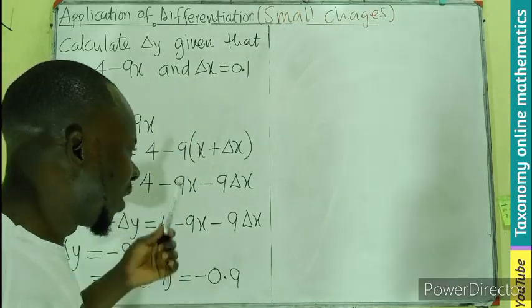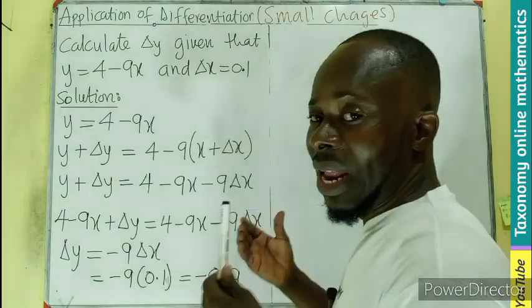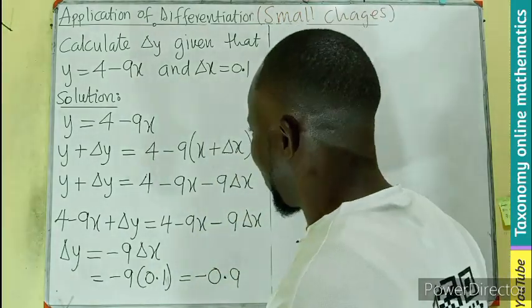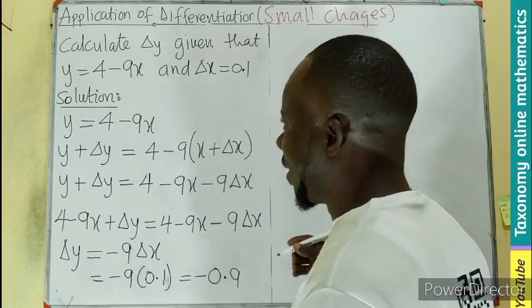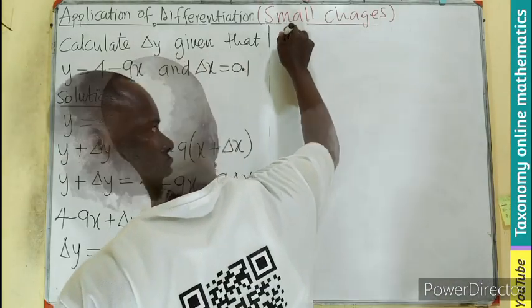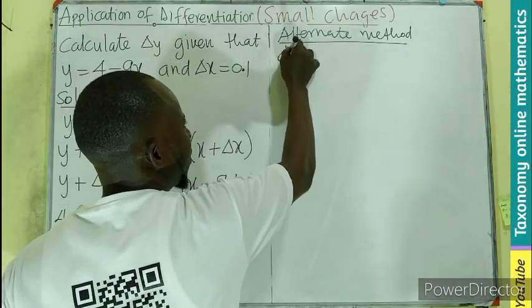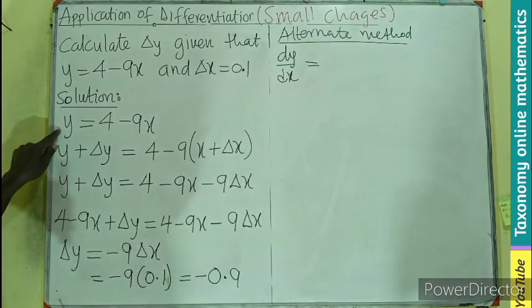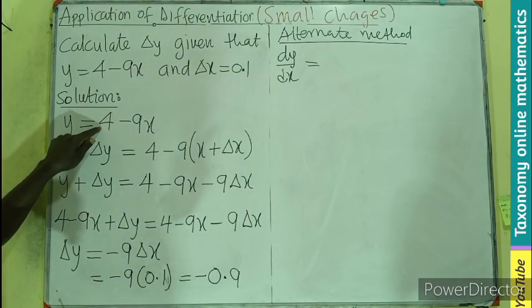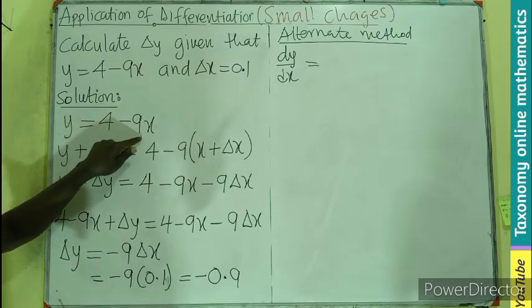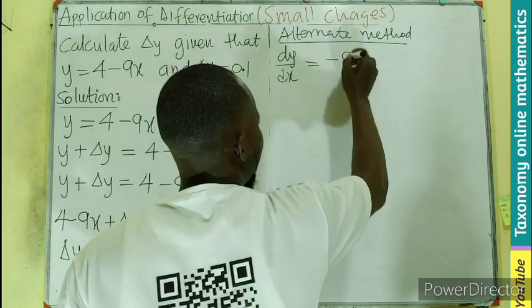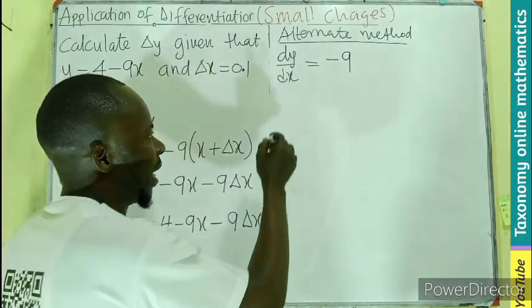Now, let's take the formula itself that we talked about in the beginning. So here, I know all the parameters already. So the alternate method is dy dx equals the differentiation of this. You know, when you differentiate this, you get 0. Then if you differentiate this, you'll have only the negative 9. So I have negative 9.